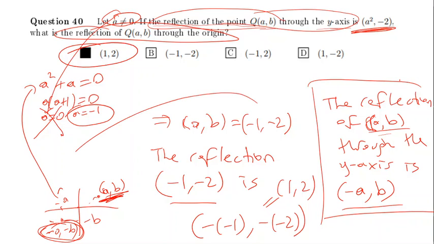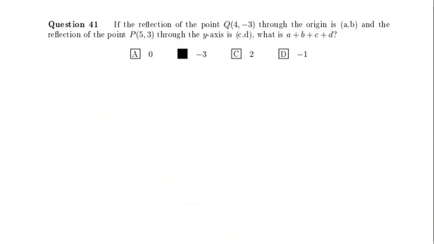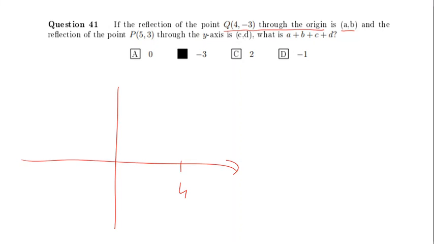Or you can put this on the graph, on the Cartesian system. You will get this one, and then its reflection will be here. It's (1, 2), positive. You can also see it in the Cartesian system. Now, the reflection of (4, -3) through the origin is (a, b). Its reflection through the origin has to be -4 and has to be plus 3. So (a, b) is here, so you can say a is -4 and b is 3.